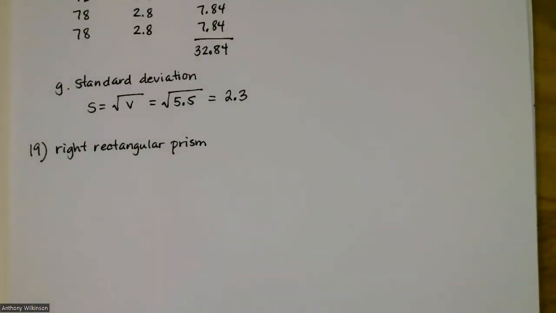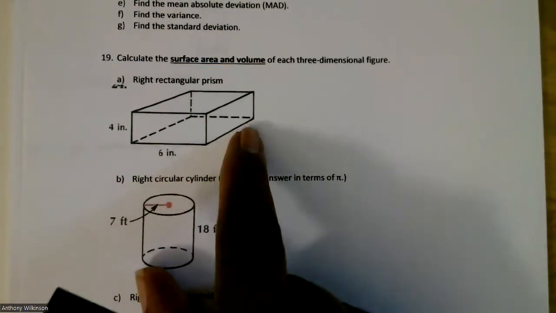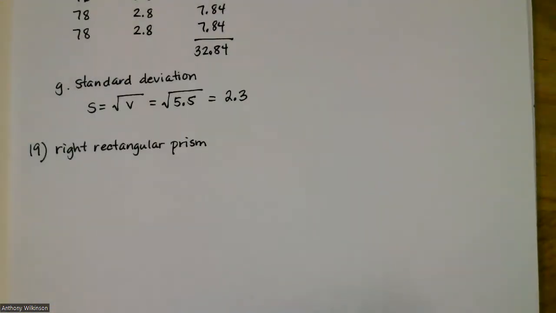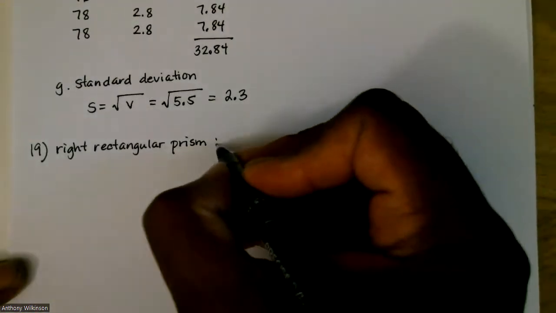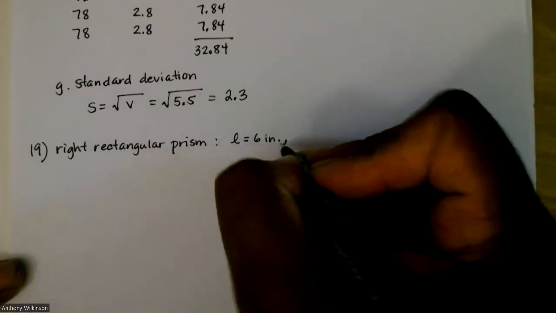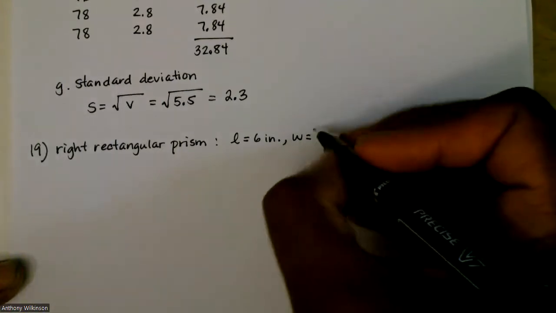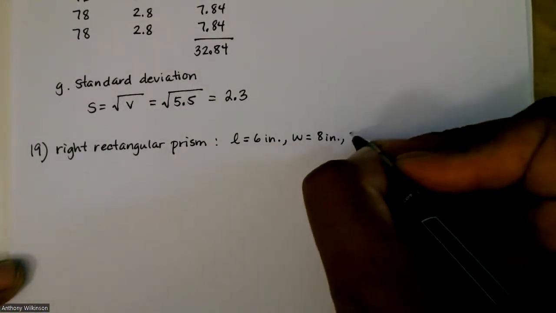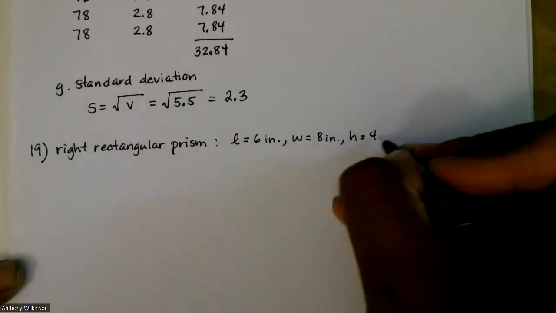All right, so let's look at this right rectangular prism here. Here we got a length of 6 inches, a width of 8 inches, and a height of 4 inches. So let's label those. A length of 6 inches, a width of 8 inches, and a height of 4 inches.